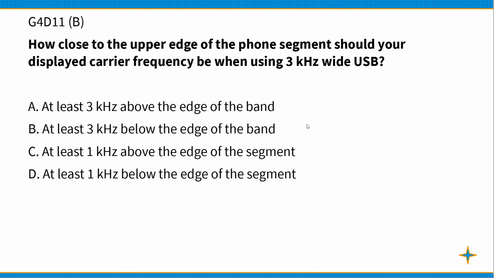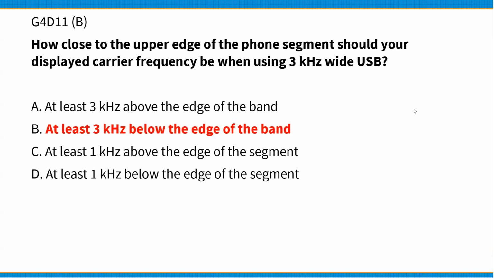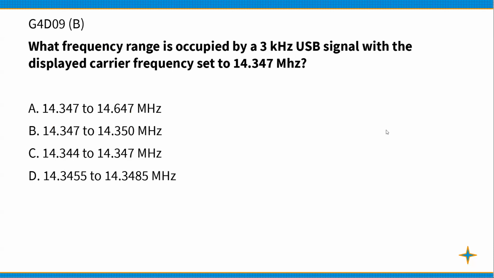How close to the upper edge of the phone segment should your displayed carrier frequency be when using 3 kilohertz wide upper sideband? So you want to be 3 kilohertz below the upper edge of the band. Yeah, that actually should say upper edge. It's how close to the upper edge. Well, I know, but the way they worded it, you can say, well, I'm 3 kilohertz below the lower edge. But you have to put it into the context of the question. I understand.